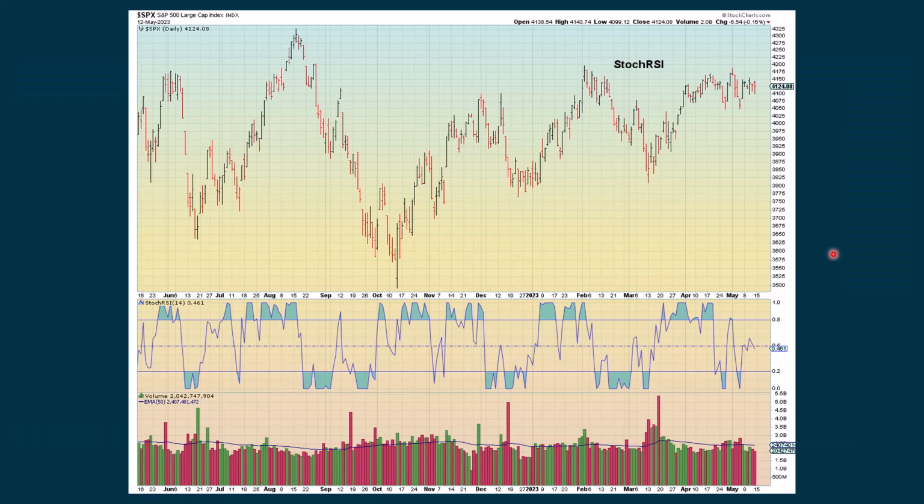We also look at the Stochastic RSI, which is strange. This usually pops up in just about every daily video, but because we've been chopping sideways, this is a short-term sensitive indicator to give us overbought or oversold conditions. You can also look at it as a form of momentum. When we're going up, that's positive. When we're going down, that's negative.